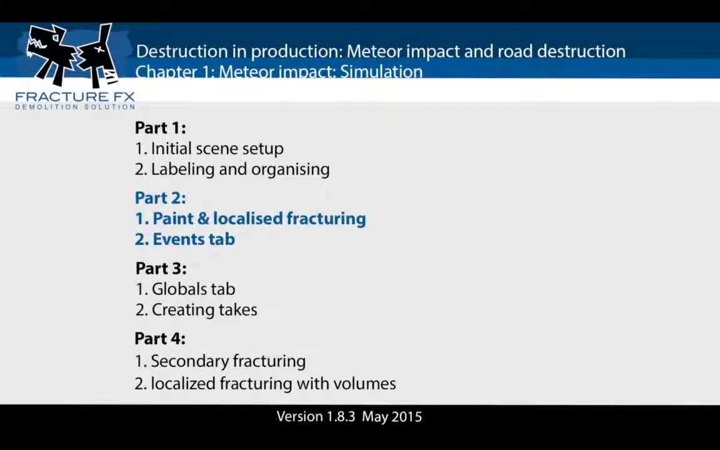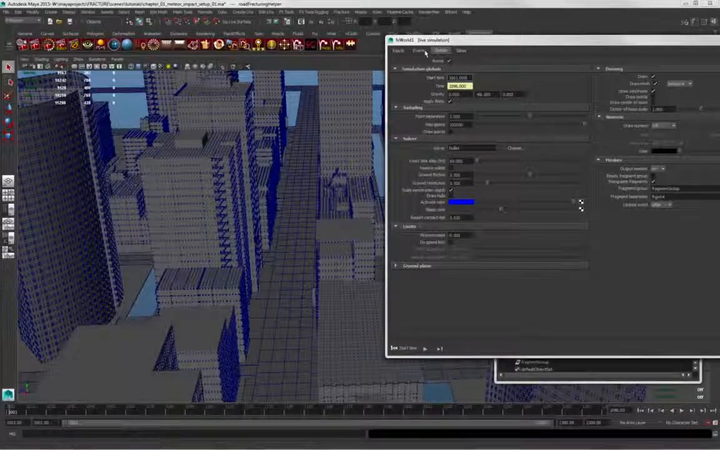Part 2 will mainly be focusing on the paint and localized fracturing option within PyratFX. This gives us the option to be able to stylize and create the look that we wanted quite easily and quite quickly. We will also be looking at the events tab, and we will touch upon a few of the other tabs and elements within the UI, but mainly focusing on the first two tabs within the UI. So let's get started.